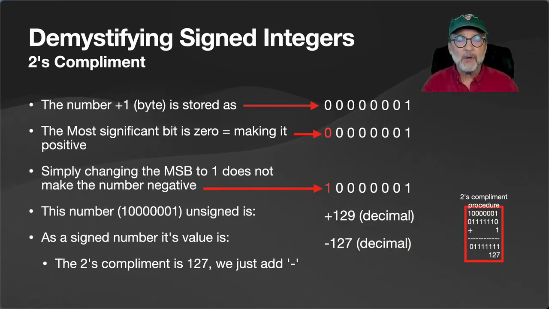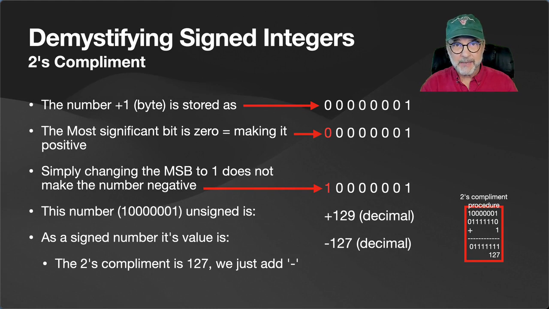Here's an example of what can be kind of confusing here. So we have the positive number 1, and that is stored as 00000001. That's a byte, 7 zeros and a 1. The most significant bit, as you can see here, is a 0, so that should tell you that that is a positive 1. You will never have a negative number with the most significant bit a 0. So that will always be a positive 1.